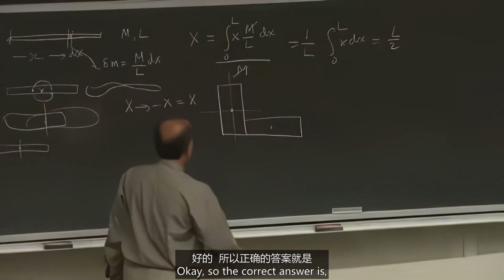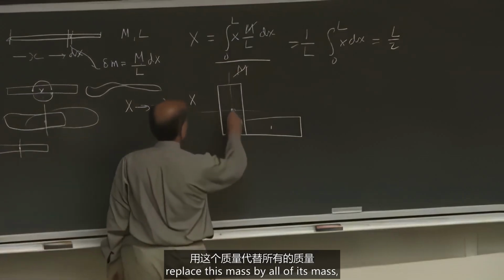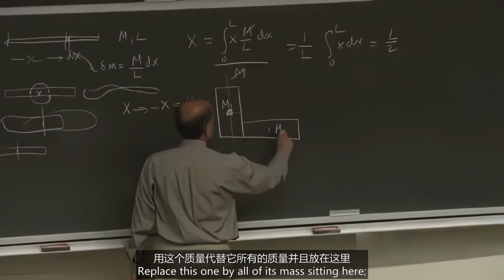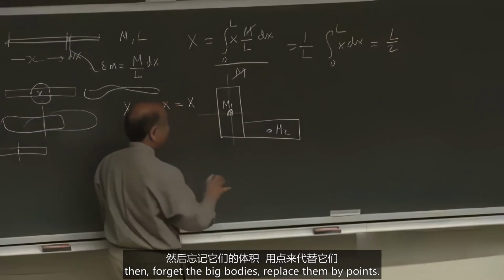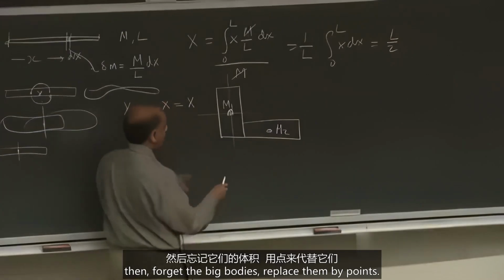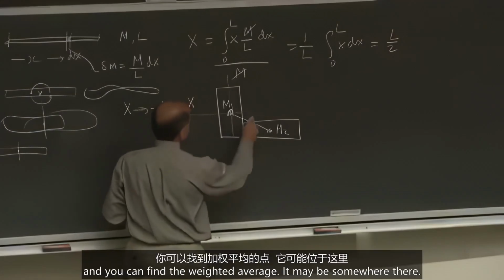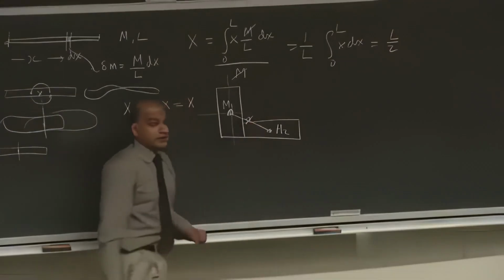Okay. So the correct answer is replace this mass by all of its mass, whatever it is, sitting here, replace this one by all of its mass sitting here, then forget the big bodies, replace them by points, then you just got two masses located here, and you can find the weighted average, which may be somewhere there.